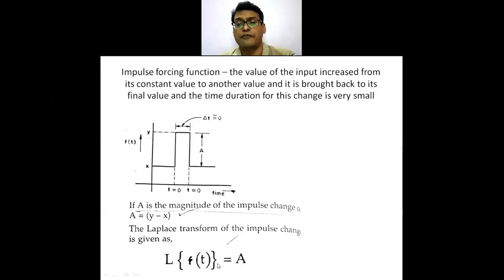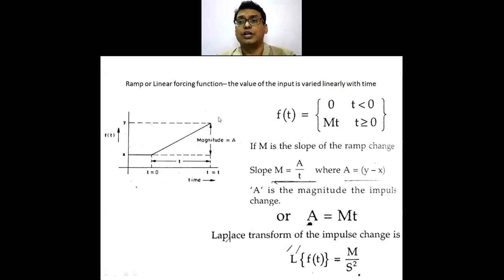Laplace transform of f(t) will be equal to A for a very small time change. So this is the impulse forcing function. Now there is a ramp forcing function also. You must have seen the ramp, which is constantly increasing. So this is nothing but a ramp input forcing function.